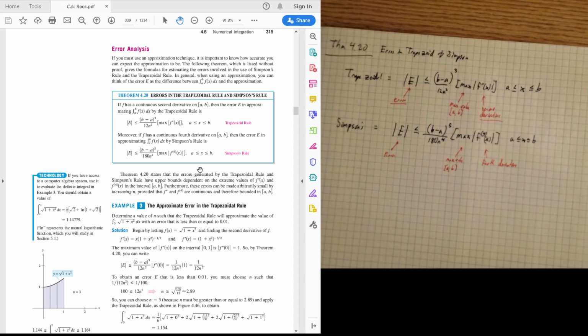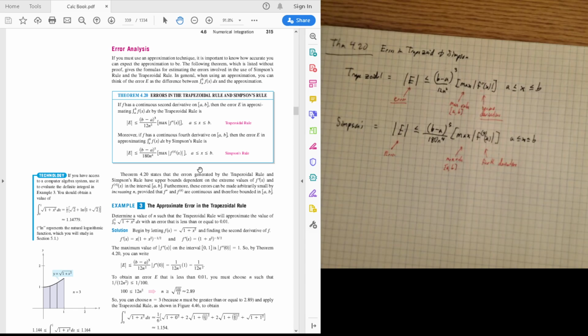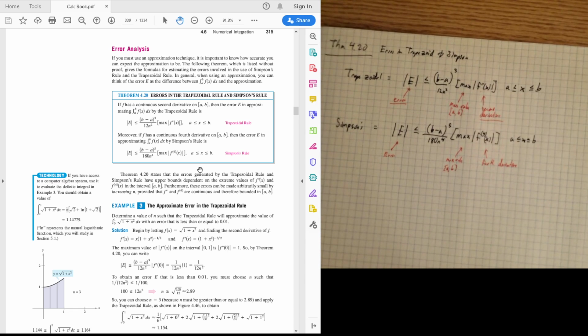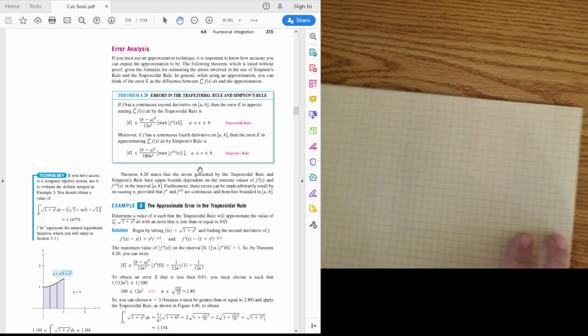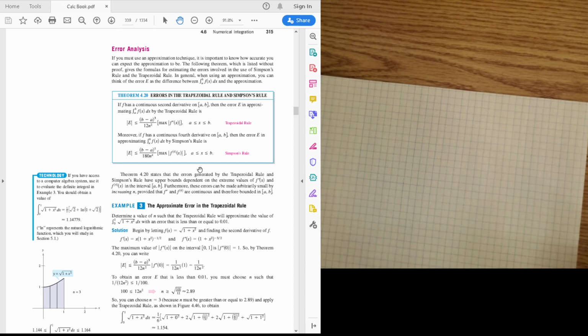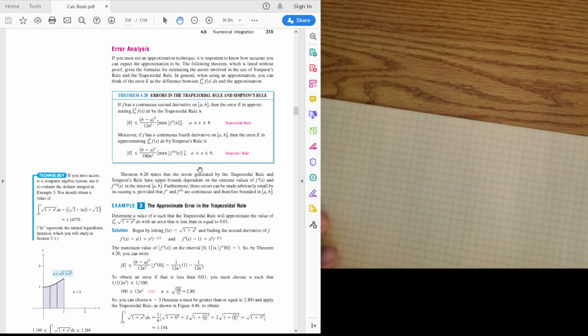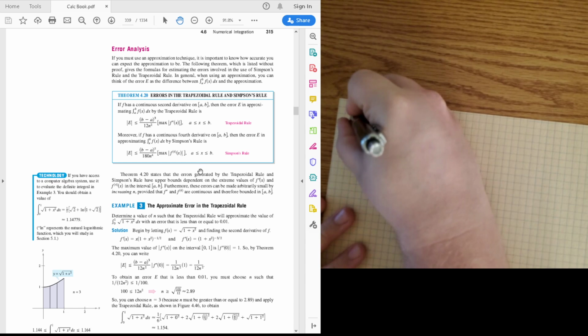So you can use this in two different ways. You can approximate the error, or you can find the n that will get you the error that you want. So for example, we can use the one in the text, but I'm going to choose to ignore the one in the text for now. I'm going to come back to it. I think the one in the text is a little easier.